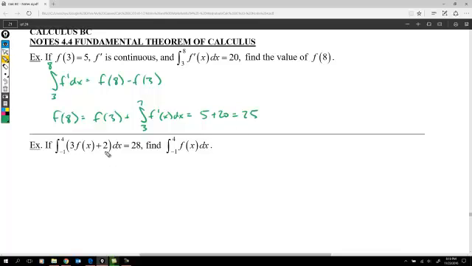I got this mess. I want to know just f of x. Okay, I don't want to know what's going on with the 3 and the 2. I just want f of x. So this is like my unknown, okay? So let's use our integral rules. First of all, let's split this into two different integrals. So integral from -1 to 4 of 3 f of x dx plus the integral from -1 to 4 of just 2 dx. And this is all equal to 28.